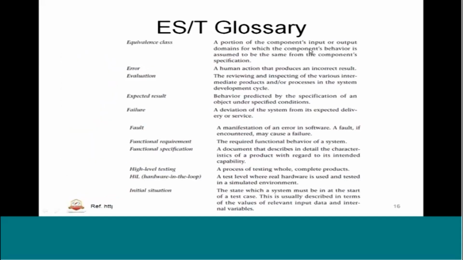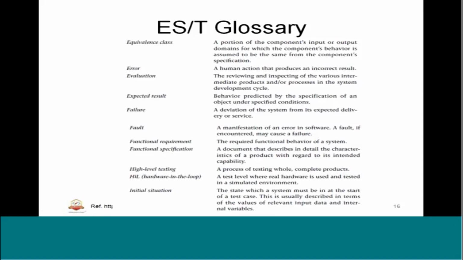Equivalence class we have studied in a separate class: a portion of the component's input or output domains for which the component's behavior is assumed to be the same from the component specification. Error, a human action that produces an incorrect result. Evaluation, the reviewing and inspecting of the various intermediate products and the process of the system under test or development. Expected result, we know that it is a behavioral prediction of the specification for a particular input under specific conditions. Failure, a deviation of the system from expected behavior or service.